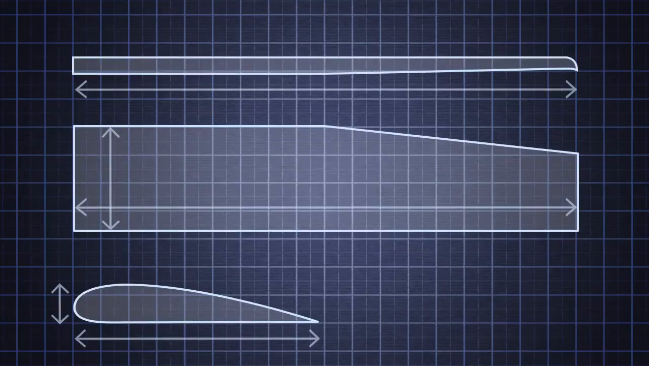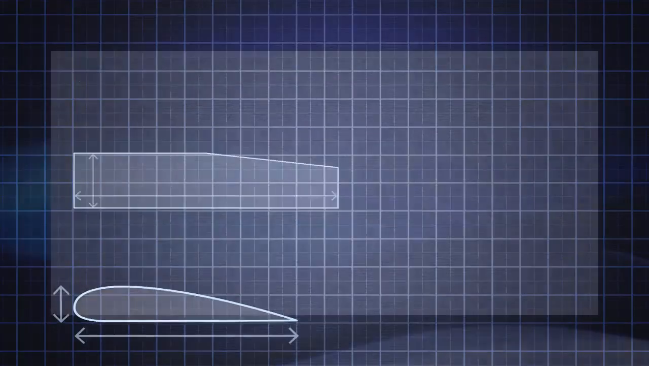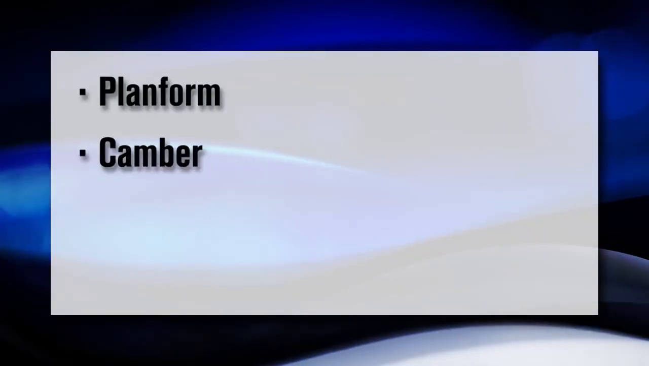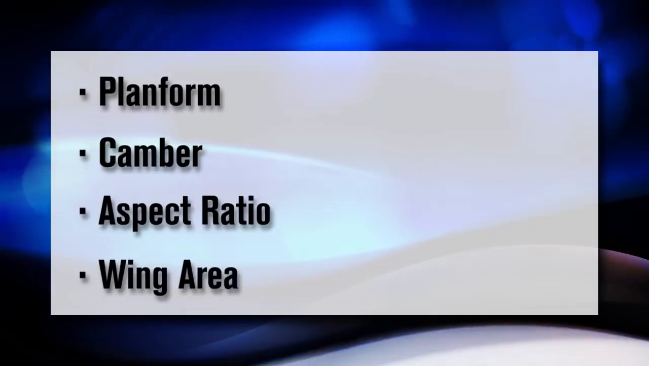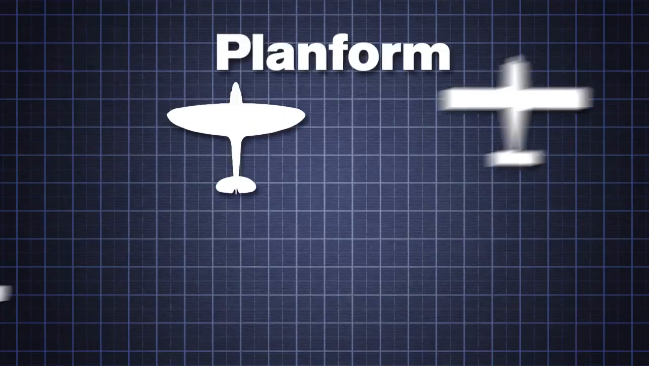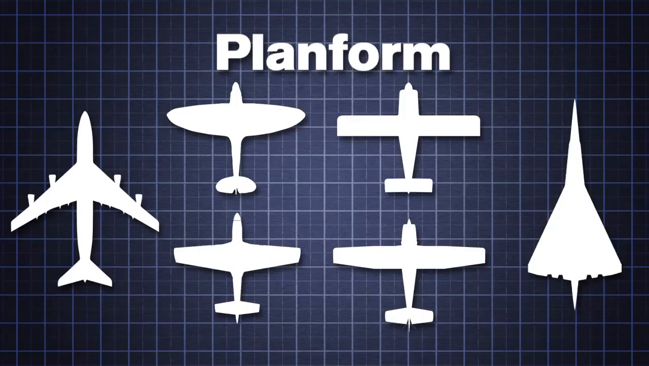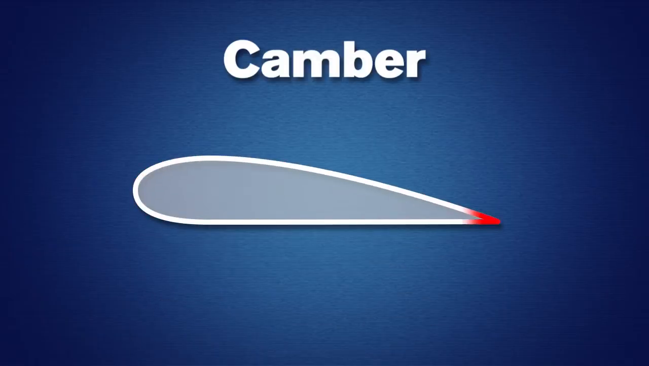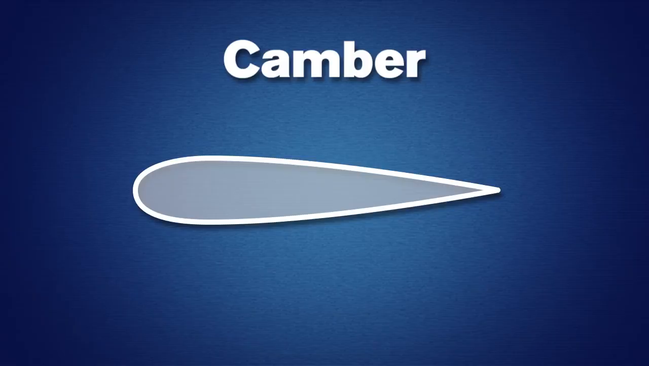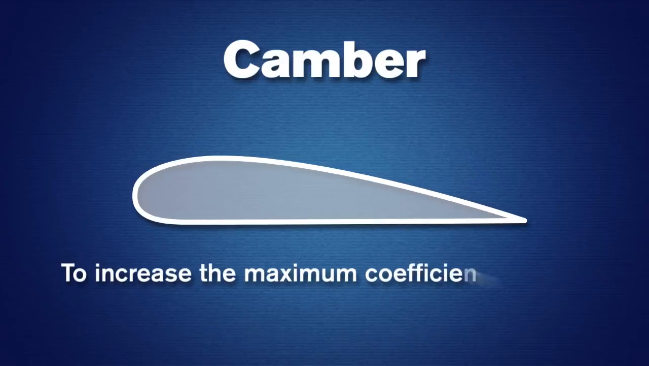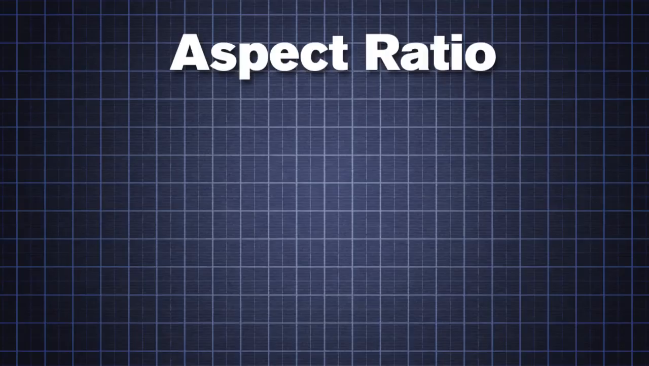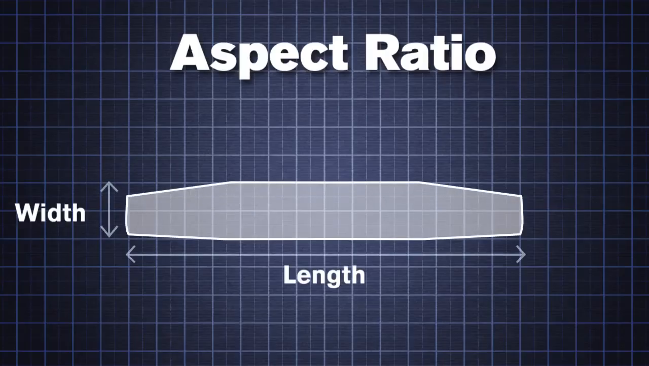These factors have to do with the design of the wing itself and consist of the wing's planform, camber, aspect ratio, and wing area. The wing's planform refers to the shape of the wing when viewed from above. The camber is the curvature of the wing. A wing with zero camber would be considered symmetrical about the chord line. Camber is usually designed into an airfoil to increase the maximum coefficient of lift, and thereby minimizing the stall speed of the aircraft.